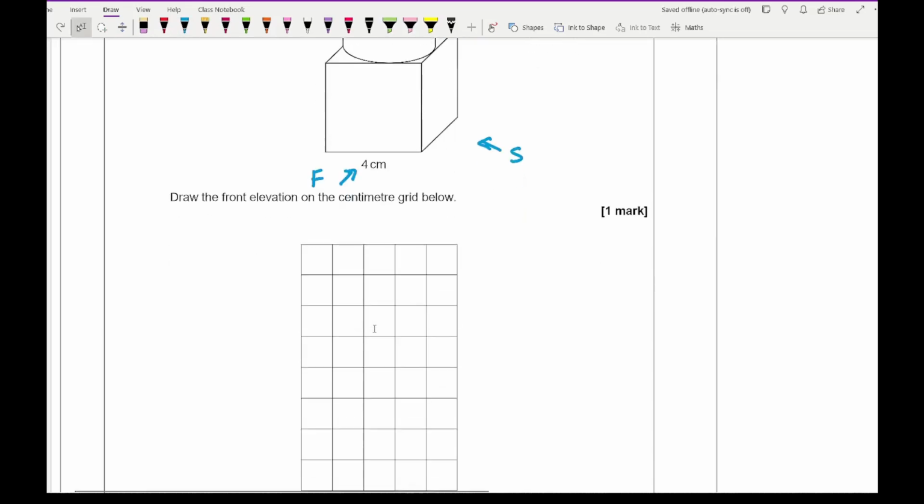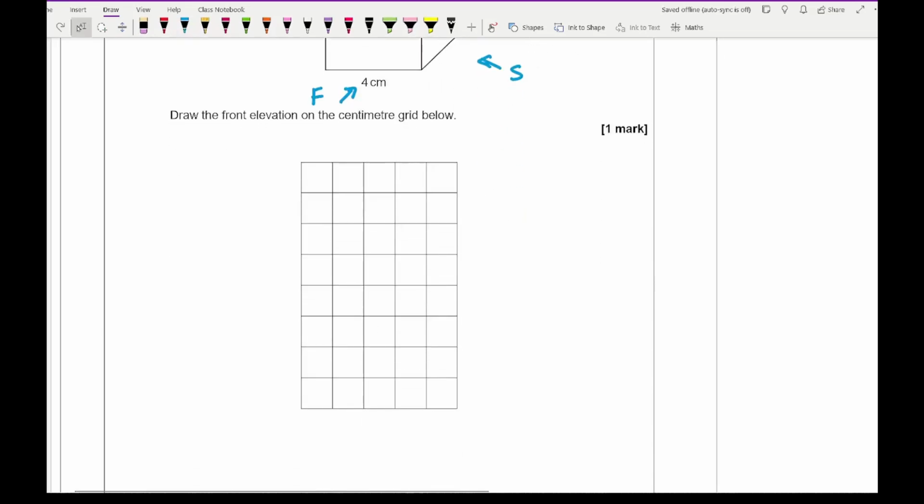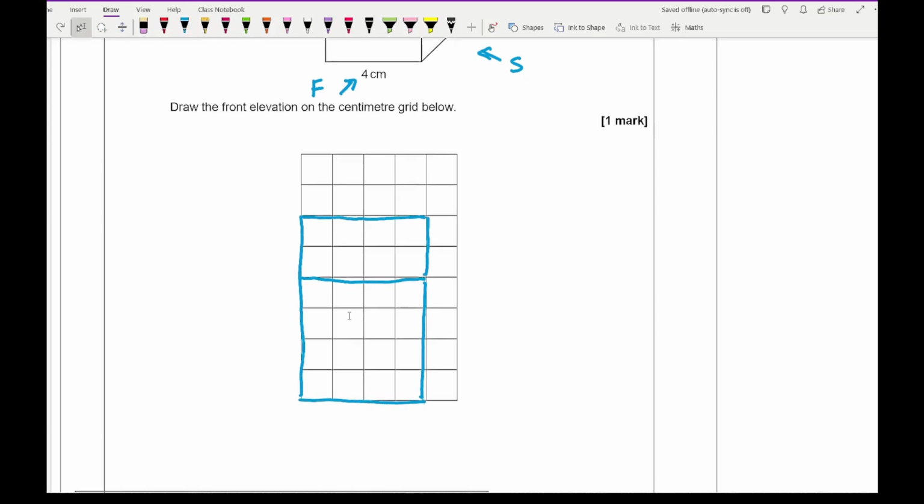So from this we can then see that the front is going to be a 4x4 square with another rectangle which is going to represent the cylinder. So it should look something like this, but obviously it'll be neatly drawn with a ruler.